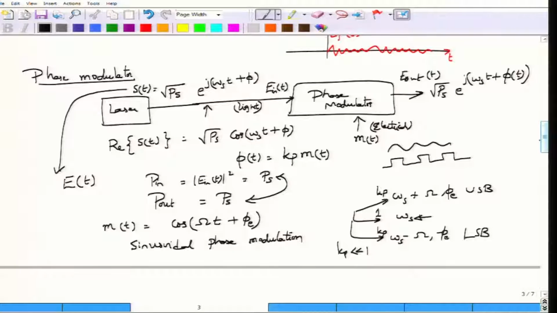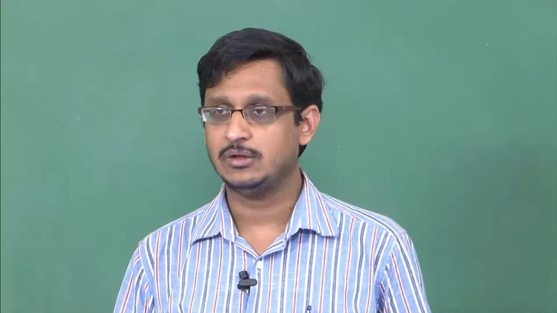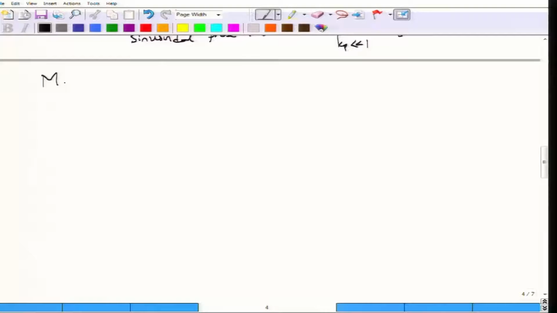Now, let us look at how we can obtain amplitude modulation by utilizing the phase modulator structures cleverly. This structure is called a Mach Zehnder interferometer, and it is based really on the idea of an interferometer. What is an interferometer? Mach Zehnder interferometer.